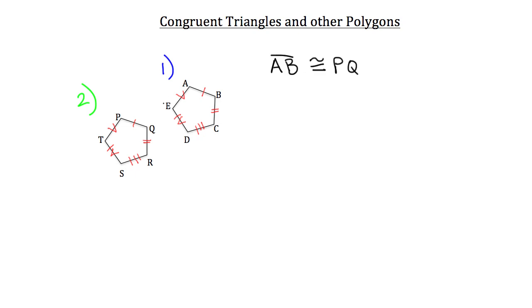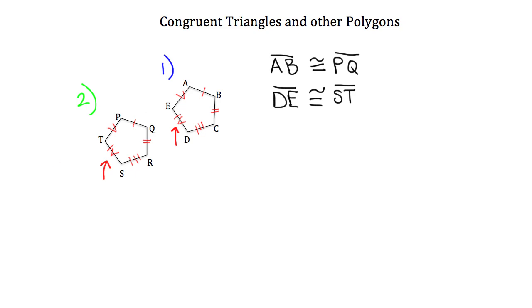Let's take a look at maybe side DE on pentagon 1. You can tell that side DE is congruent to side ST on pentagon 2. You can tell that it's congruent because it's got those red congruency tick marks. Side ED is denoted by the Roman numeral 4 there, and side TS or ST is also denoted by the Roman numeral 4.